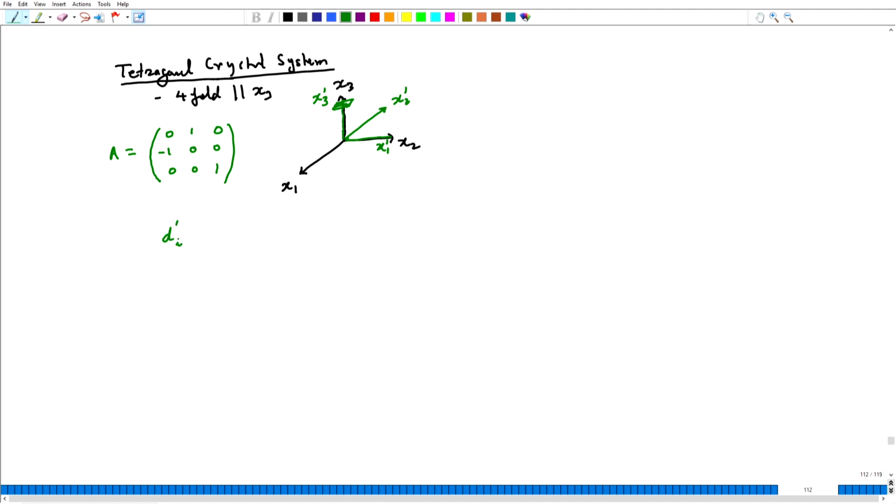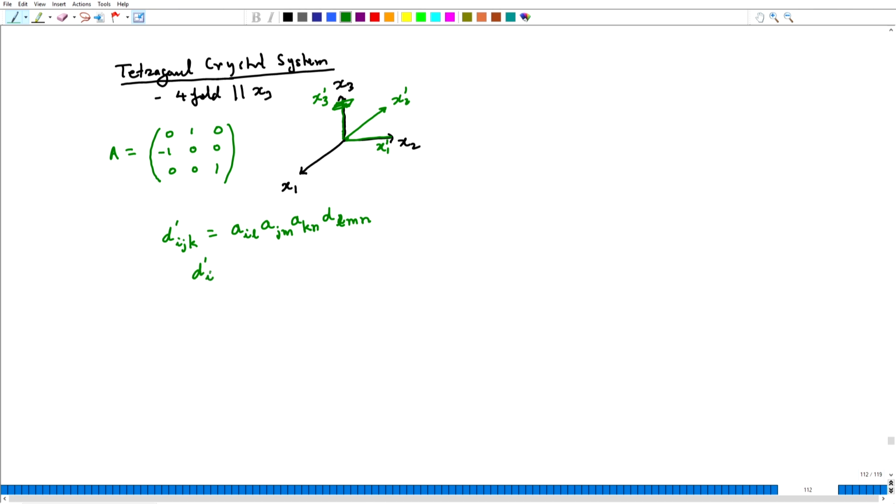d prime ijk. Let us see how the piezoelectric tensor transforms. So, I will just repeat that equation once more: a_il a_jm a_kn d_lmn. Let us calculate a few components.